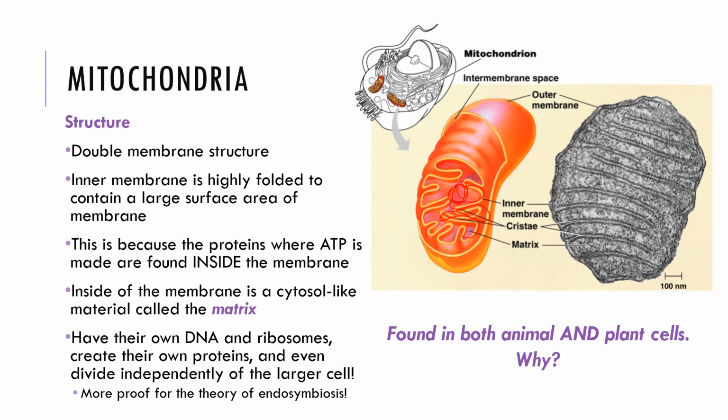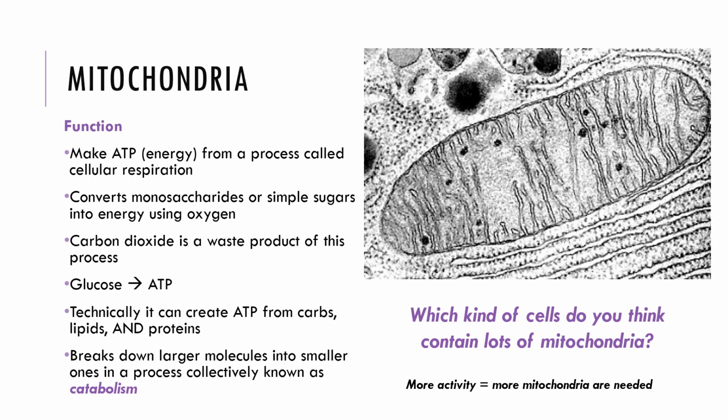Now think about, why might animal and plant cells have mitochondria? Well, both animal and plant cells need energy. We need to make ATP. The only difference between animal and plant cells when we talk about energy is where we get that energy from. Animal cells have to consume it from an outside source, whereas plants can make it through photosynthesis. We still have to then take this food and break it down and turn it into a form of energy that the cell can use. So that's why all eukaryotic cells have mitochondria.